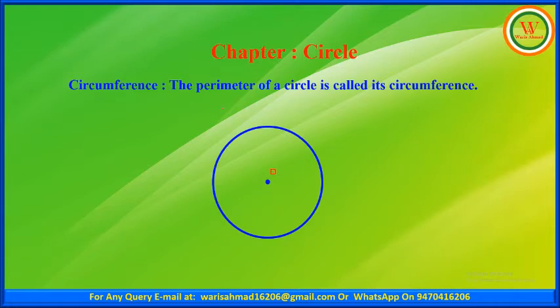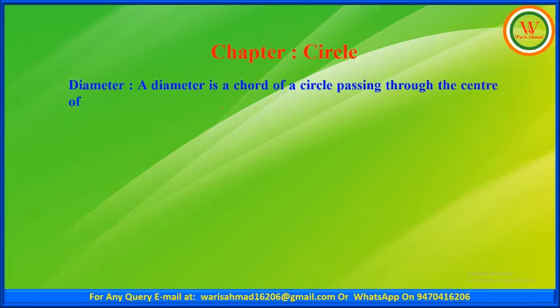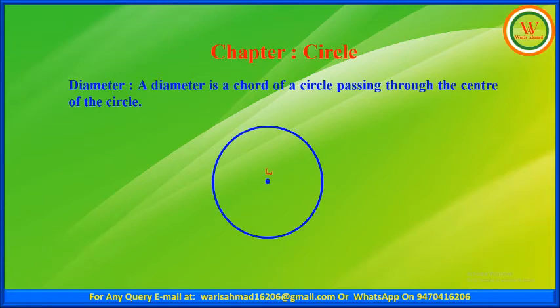Now the next topic is diameter. A diameter is a chord of a circle passing through the center of the circle. So here we have to consider a circle with center O. Here O is the center of the circle, and this line is touching the circle at two distinct points by crossing the center. So this line segment is termed as chord. According to the definition, a diameter is a chord of a circle passing through the center of the circle. So this line is passing through the center, hence it is termed as diameter.